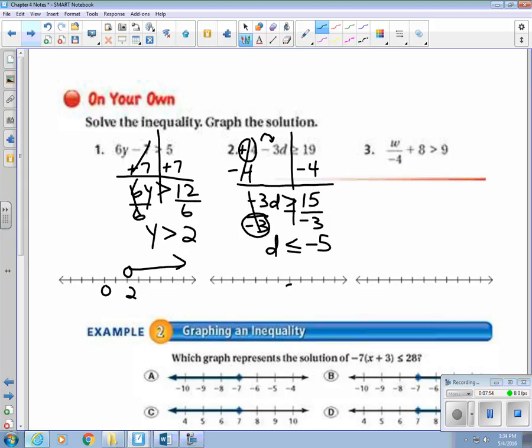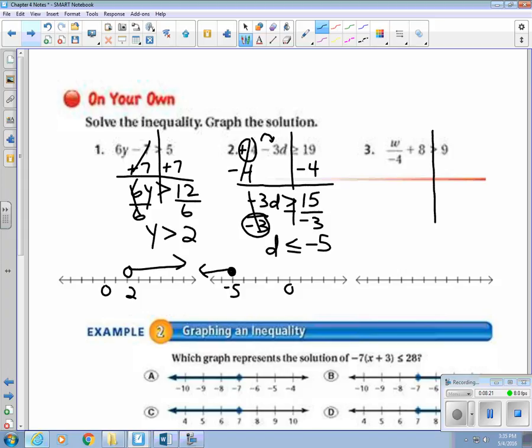So I need a 0, and I need a negative 5 on my number line. D can be less than or equal to negative 5, so it can be a closed circle because it could be equal to. And less than means I'm graphing and I'm going to the left. Again, if you wanted to check this, pick a number to the left of negative 5 and plug it in to make sure it's going in the right direction.